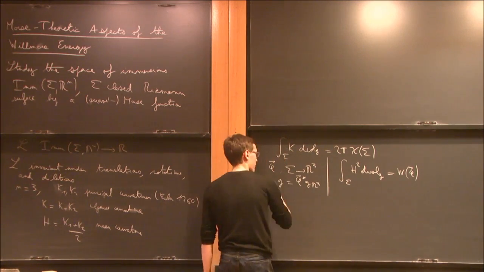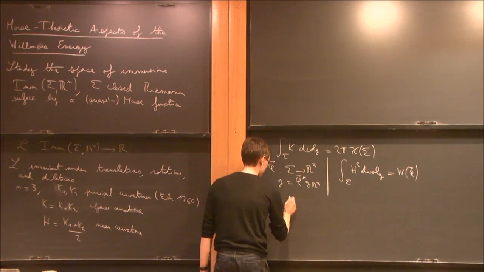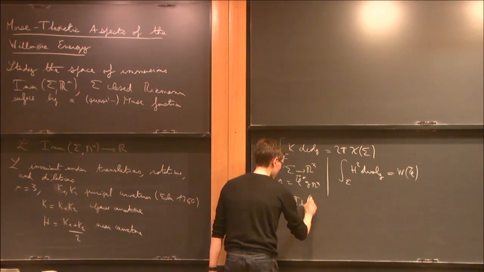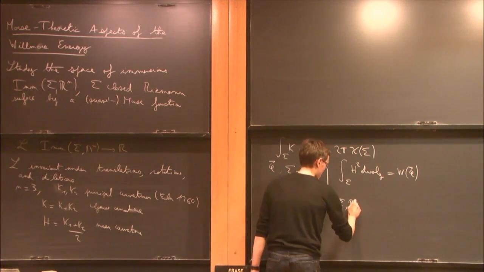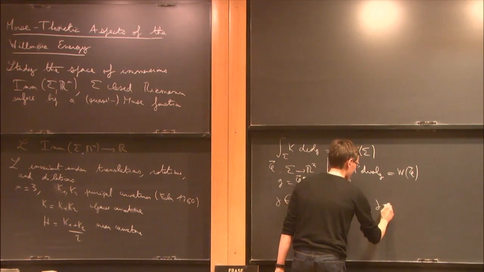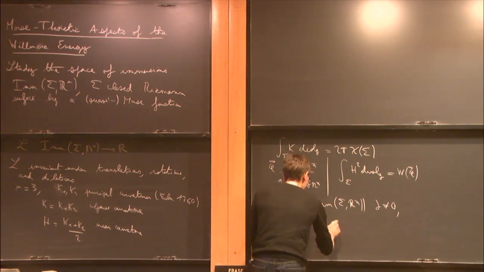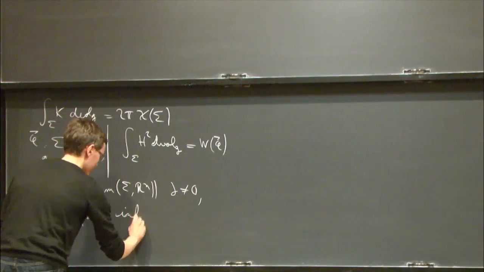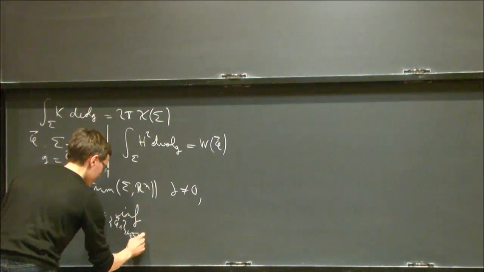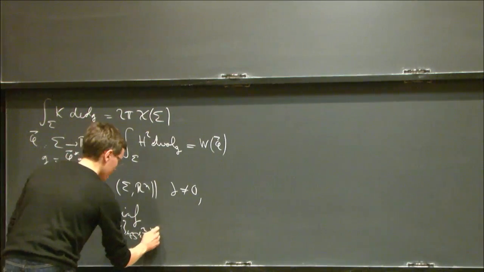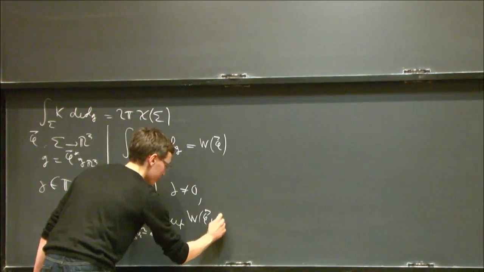So the general question that we might ask with this perspective is: take some regular class of homotopy of immersions, and take gamma to be non-trivial. Then we can define the min-max widths. So we look at the infimum of the supremum of the Willmore energy.